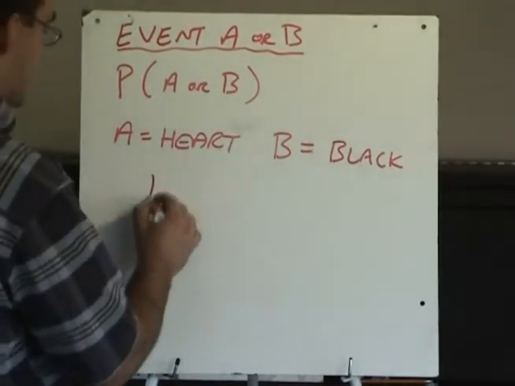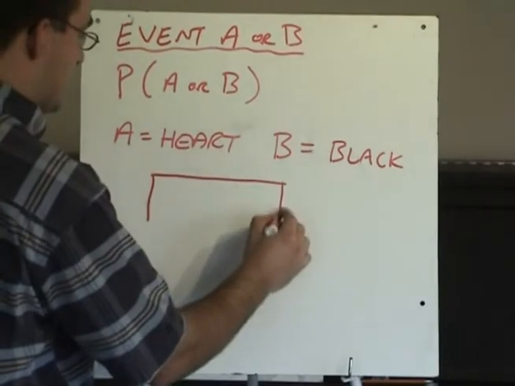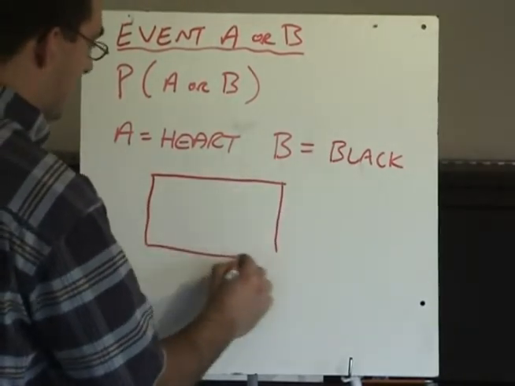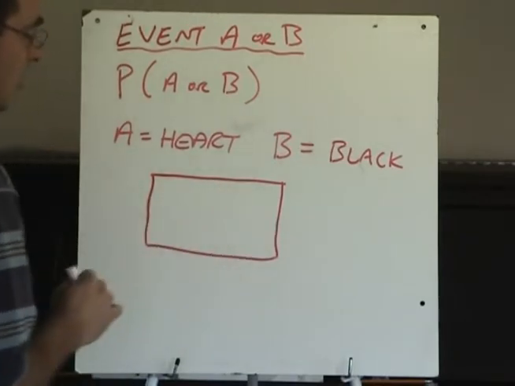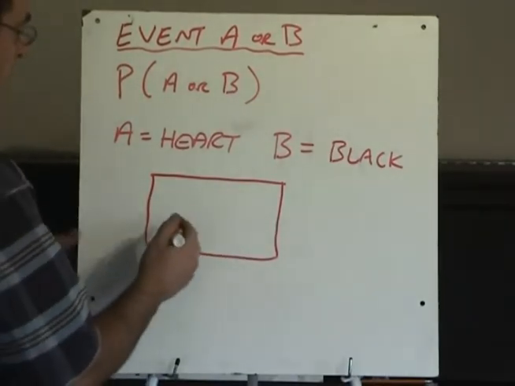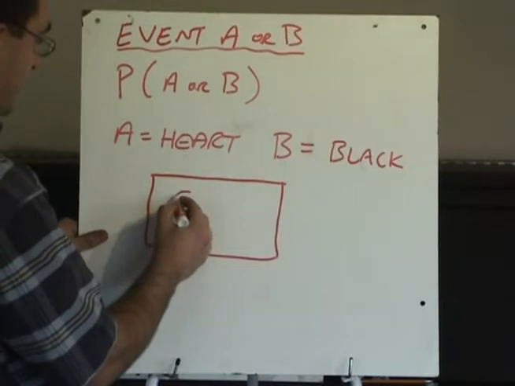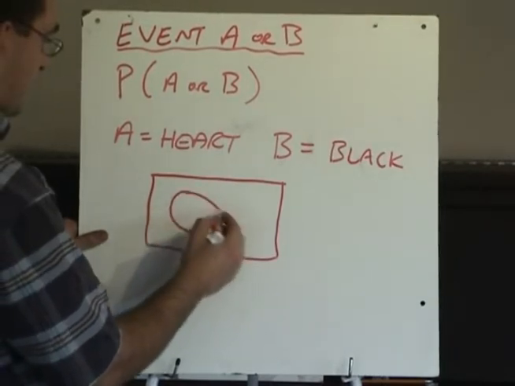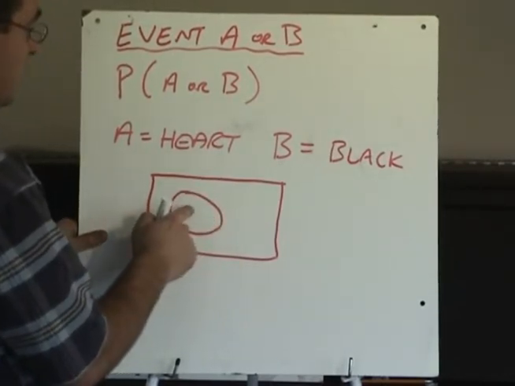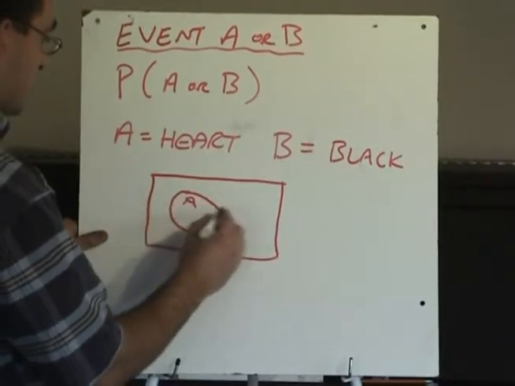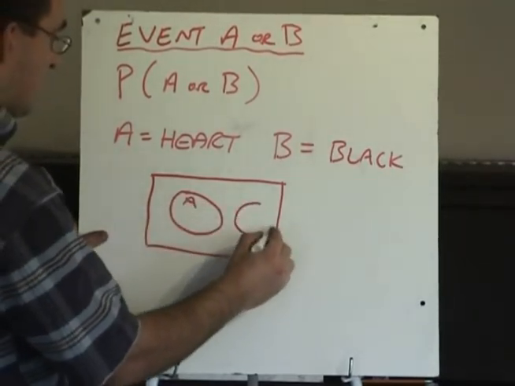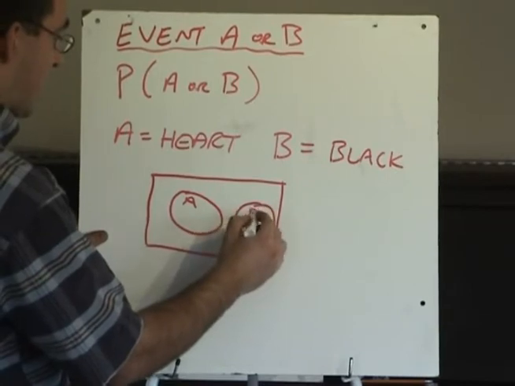Something that'll help us to see what this is would be to draw a little box. Let's say this box represents all of the 52 cards in the deck. Here would represent event A, all the hearts. Here would represent event B, all the black cards.